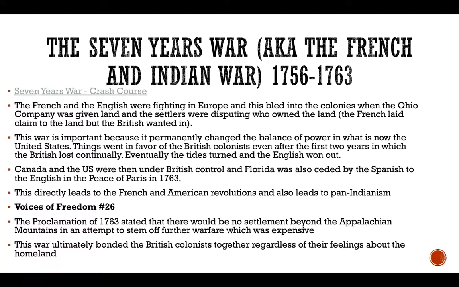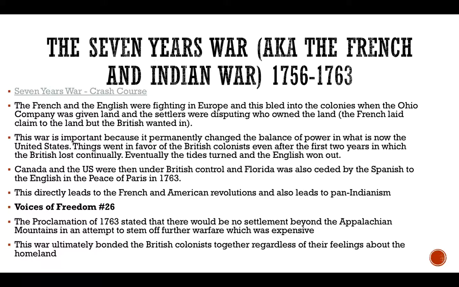And this war is sort of important for people to note at this point because it permanently changed the balance of power. Things went in favor of the British colonists, even though the British lost at the beginning. The overall war went in favor of the Brits, and eventually they won out. And Canada and the United States were under British control, and Florida was also ceded by Spain to the English in 1763 at the end of this war.